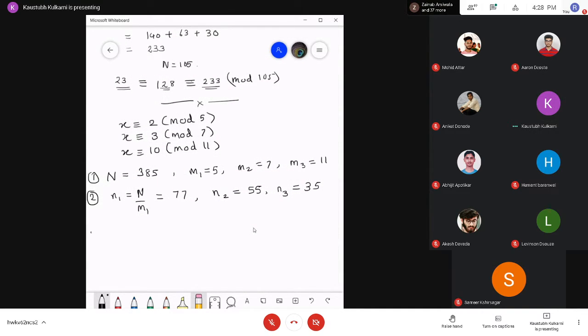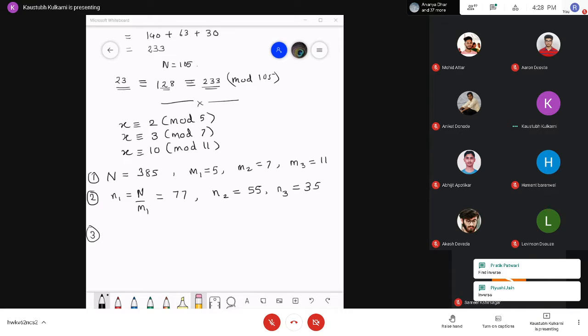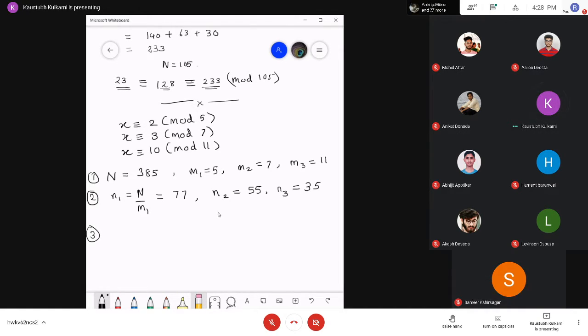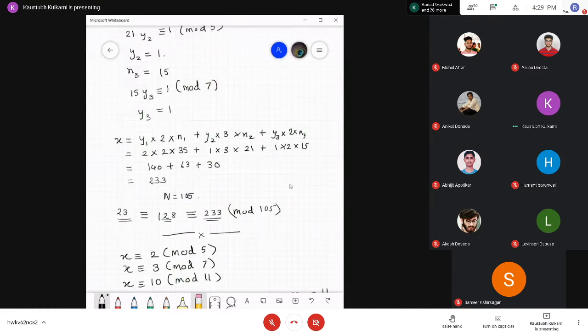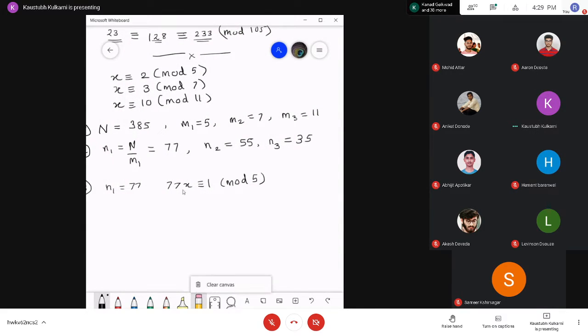Then what will be the next step? Next step is inverse. Yes, find the inverse. So you have to find the inverse of n1, that is 77, such that 77 y congruent to 1 mod m1, that is 5. Now this is not a direct calculation. Instead of x, the terminology we use here is y, because x is in the question itself.